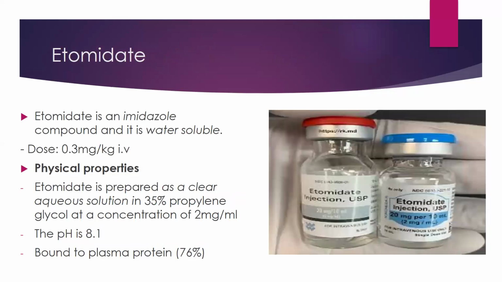So the next agent we're looking at is Etomidate. You can see the picture on the right side. It's an imidazole compound and it is water soluble. It is prepared as a clear aqueous solution in 35% propylene glycol at a concentration of 2 milligrams per ml. The pH is 8.1 and about 76% of it is bound to plasma protein. The dose is 0.3 milligram per kg by the IV route.